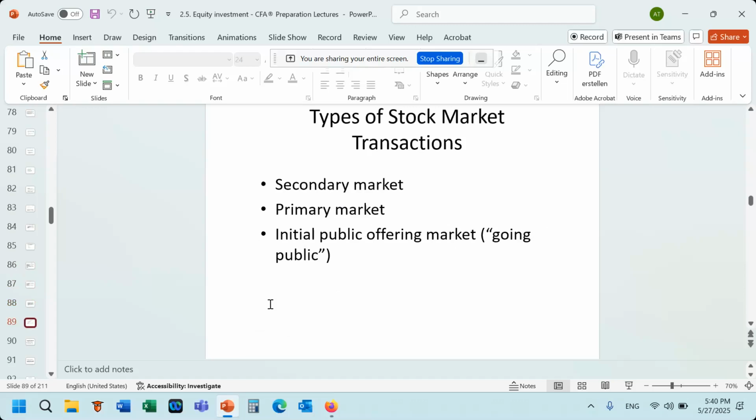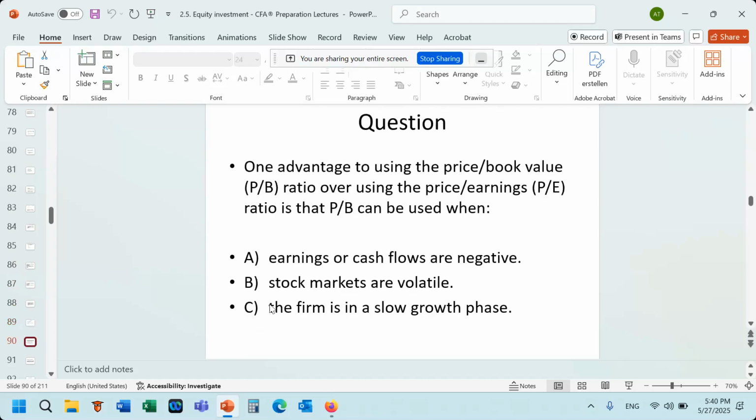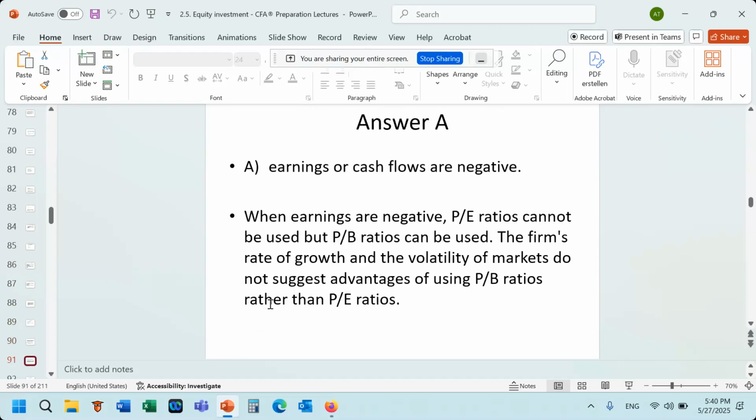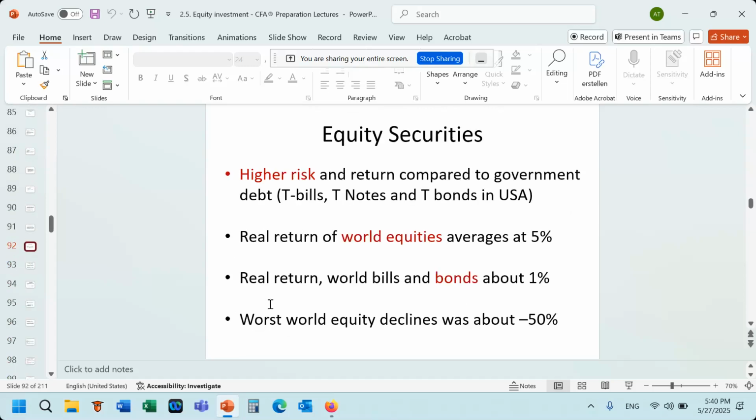I talked about primary markets and secondary markets, and this IPO, initial public offering, or going public when a firm is sold to general public. And generally, IPOs are underpriced, means you can make additional return by buying IPOs, but they tend to go to clients that are well known and have a relationship with the brokers. There are additional questions here that you can look at as you go over these.